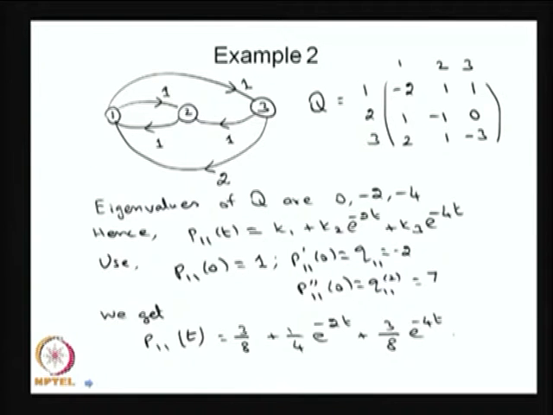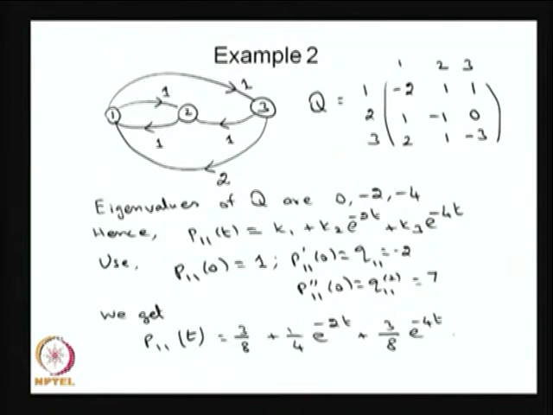I am going to give one more example. This has 3 states, and this is a state transition diagram, and the values are nothing but the rates at which the system is moving from one state to other states. So, that is the difference between the state transition diagram of DTMC and the CTMC.